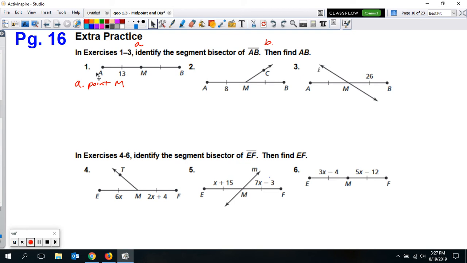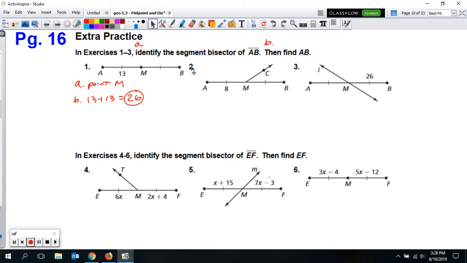And we could see that there, remember segment bisectors, this means that each of these sides are exactly the same. They show a little congruent mark. So if this is 13, we know this side is also 13. So segment addition here, you can just say 13 plus 13 will equal the longer segment of AB, which would be 26. So there's our answer for B.